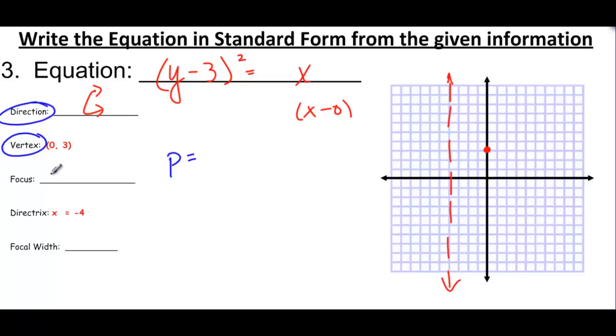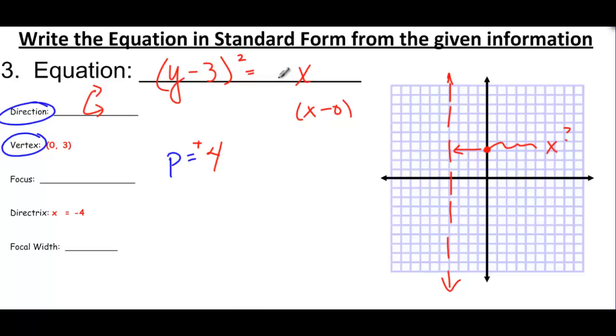But they didn't give me the focus, and usually I count from the vertex to the focus. But I don't know where it is. It's over here somewhere. But remember that the vertex is equidistant from the focus and the directrix, so whatever distance is here is the same going backwards. So since I moved 1, 2, 3, 4, I know the p-value is 4. And again, we're facing right. That's why I know it's positive.